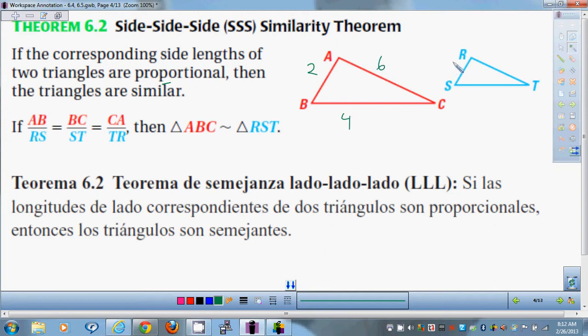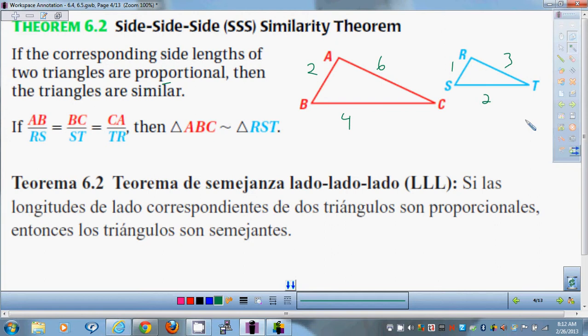Do all three sides have the same scale factor? Then they're similar by side. 2 to 1, 2 to 1, 2 to 1. Bang. That's all you have to show. Notice, they're not the same. They're just proportional, which is the same thing as saying they have the same scale factor. Anybody need me to leave this up there?